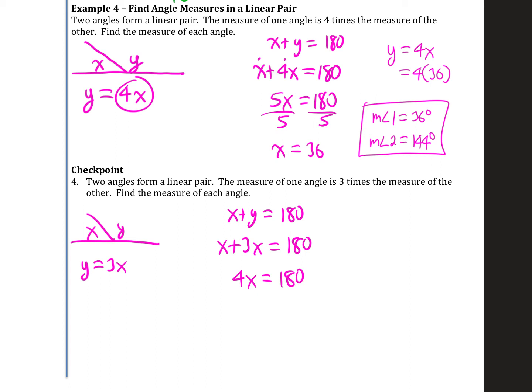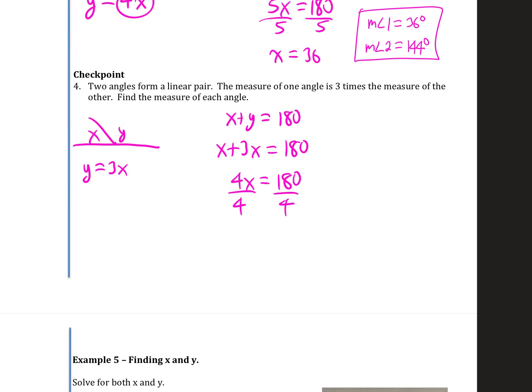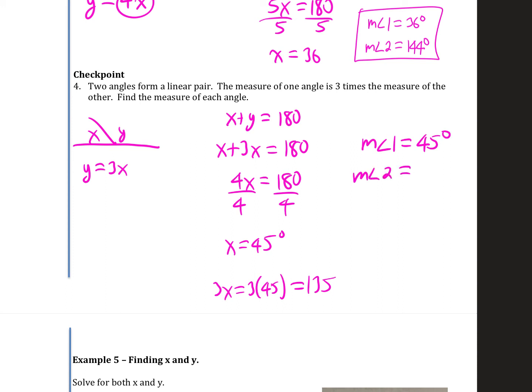Divide by 4. And we're going to get x equals 45 degrees. So that's one of the angles. And the other angle, if you do 3 times 45, is going to be 135. So measure of angle 1 equals 45 degrees. And measure of angle 2 equals 135 degrees.